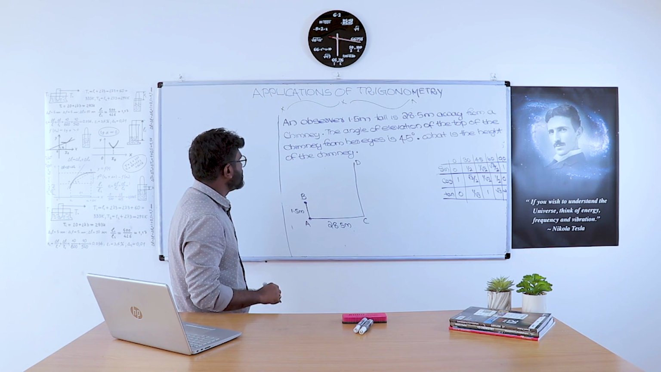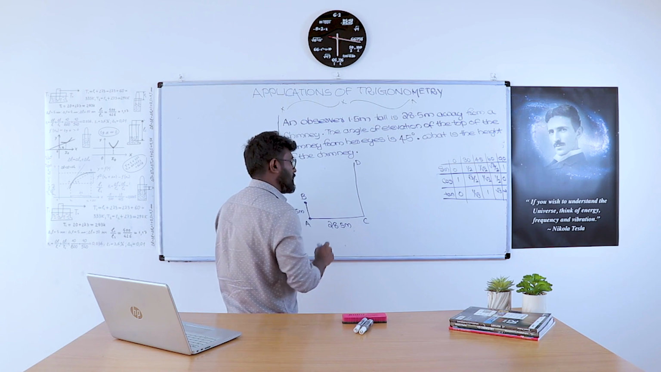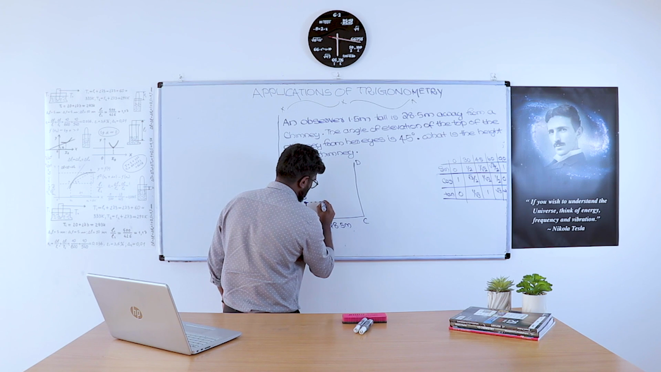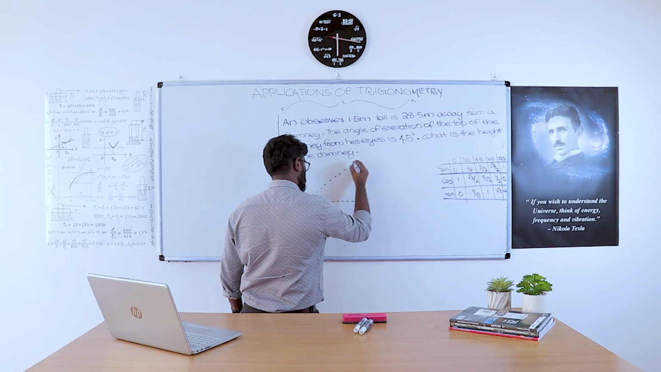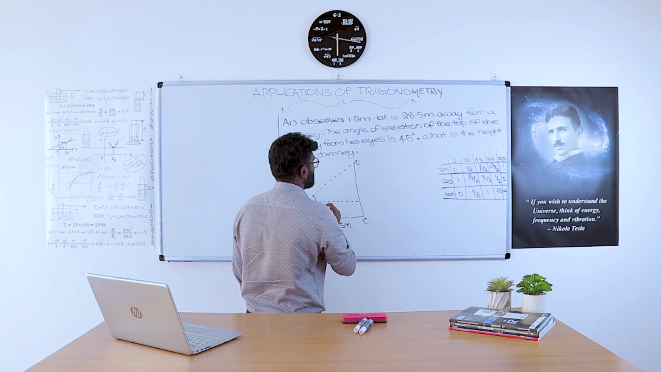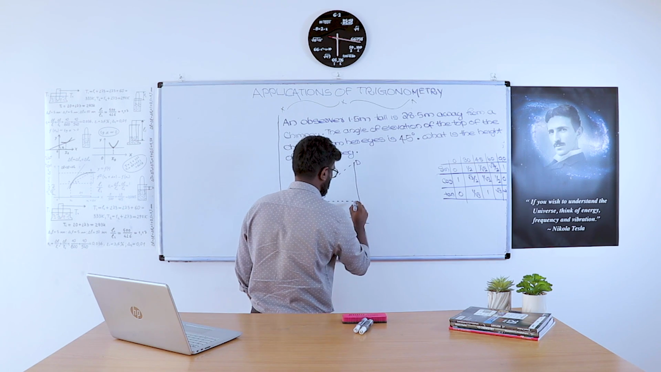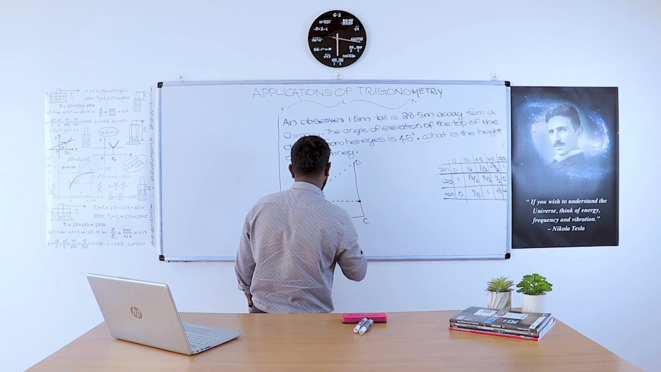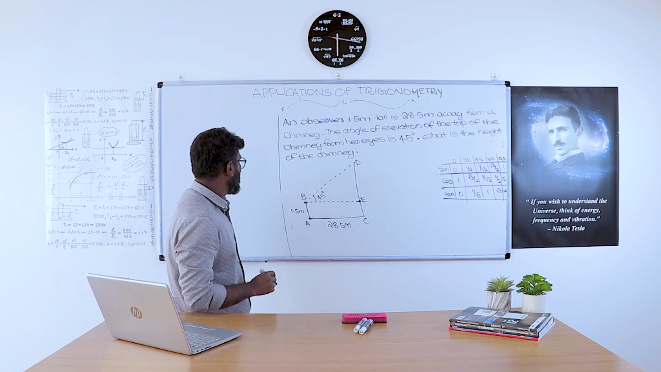The angle of elevation of the top of the chimney from her eyes. The normal eyesight is like this, and this is the angle of elevation. The angle of elevation from her eyes is 45 degrees, right? The points are taken as A, B, C, D, E. What is the height of the chimney?